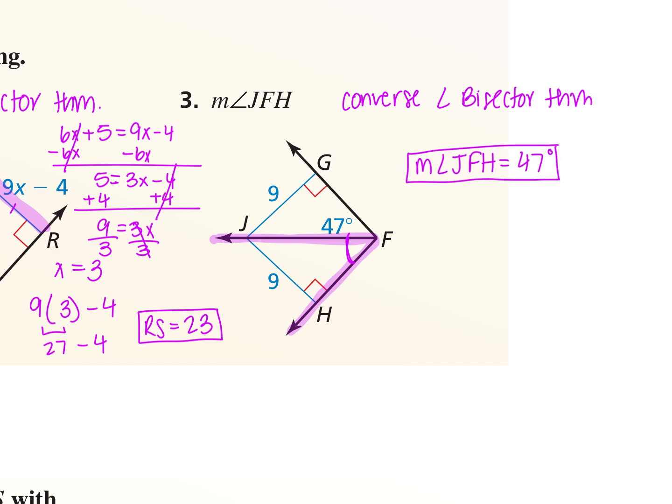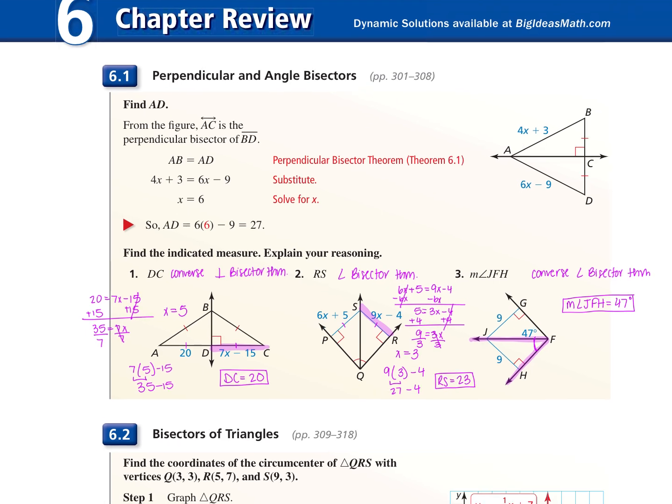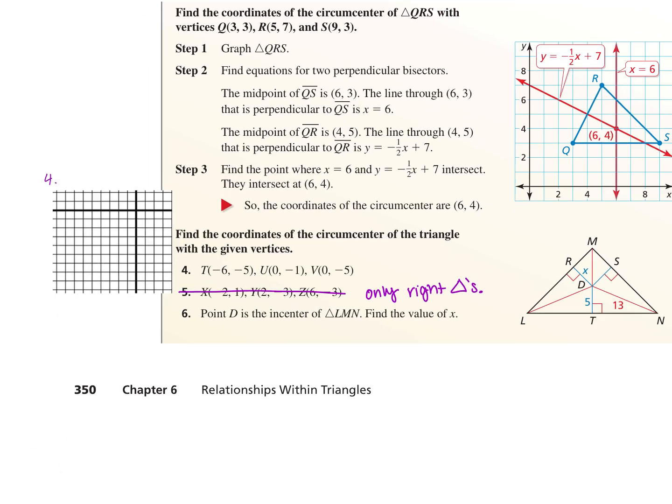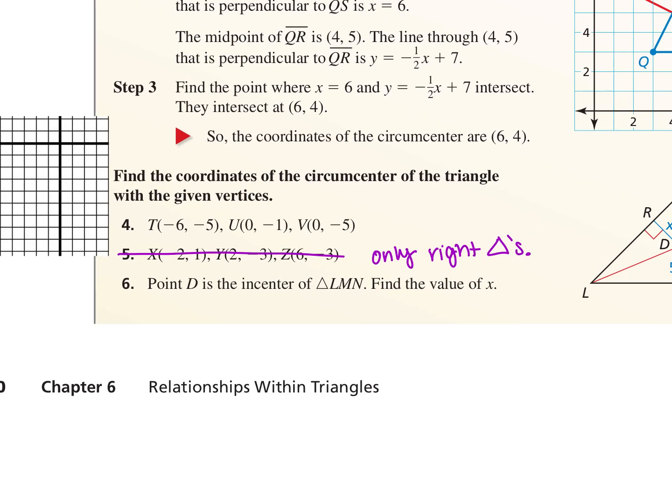All right, questions on 1, 2, and 3? We're good with 1, 2, and 3? Okay, let's go ahead to the next ones. So yes, I told you to skip number 3, but I meant to tell you to skip number 5. If you solved number 5 correctly, your answer should have been 4, 3. However, you do not have to know how to do that one because on your test, you will only be given right triangles to find the circumcenter. So don't worry about that. But if you did it correctly, it should have been 4, 3.